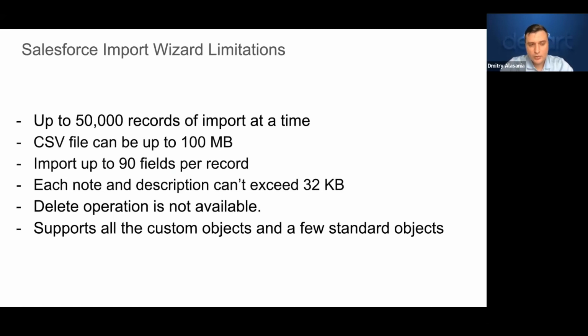Each imported node and each imported description can't exceed 32 kilobytes. Text longer than 32 kilobytes will be truncated. And also the delete operation is not available. And the wizard supports all the custom objects and only a few standard objects like account, contact, campaign members, person accounts, leads, and solution.